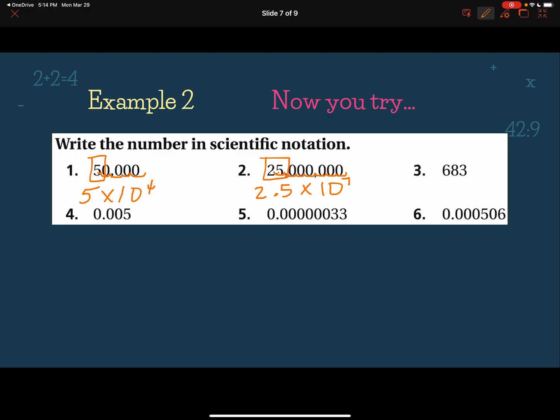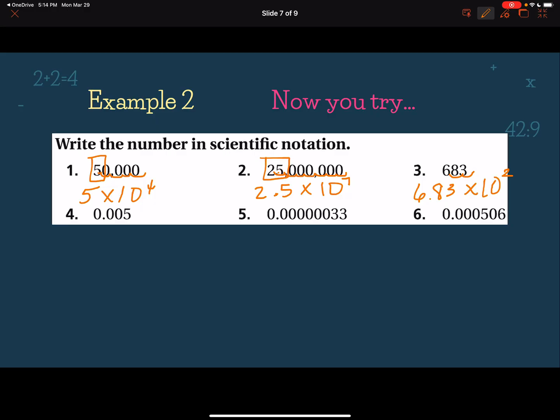Okay, number 3, there are no zeros. So focus on where you would place this one between the 6 and the 8. And think about the number of places to move. And it's to the right, so it is a positive 2.